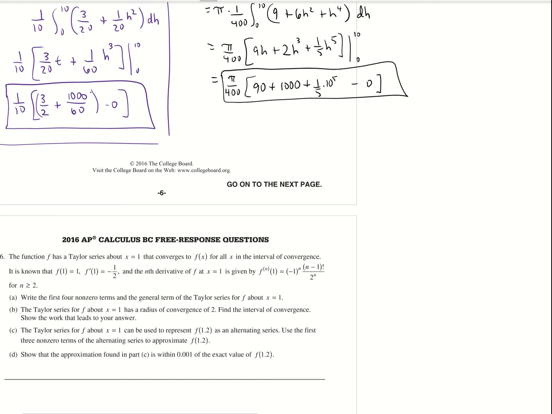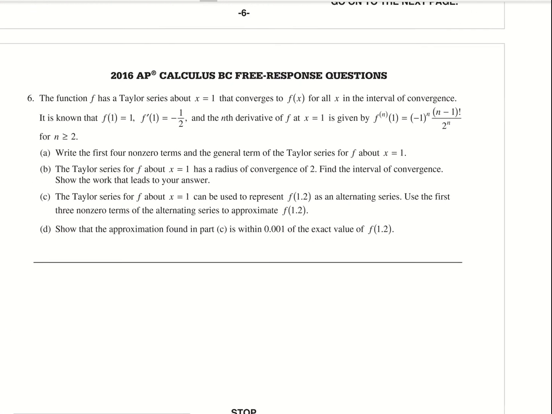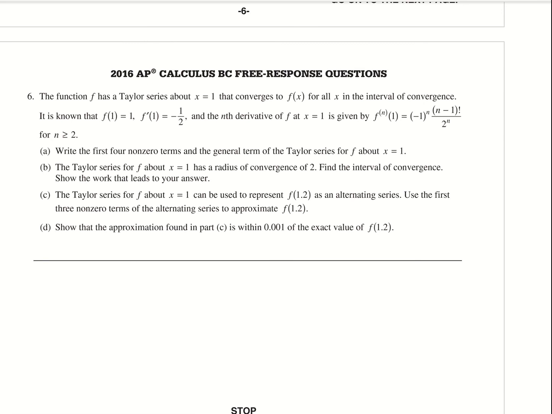Last one is number 6. The function f has a Taylor series about x equals 1 that converges to f for all values of x in its interval of convergence. And then we have a couple things. We know the value of f at 1, the first derivative, and then we have a formula to find any additional derivatives. We want to write the first 4 non-zero terms and also the general term for this Taylor series.